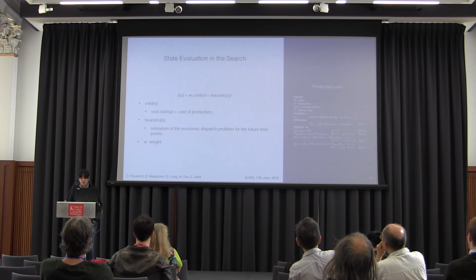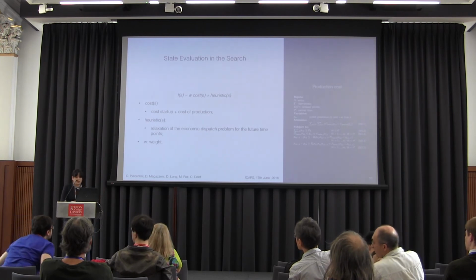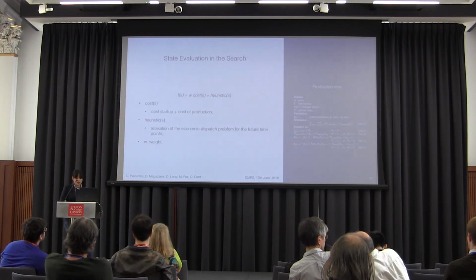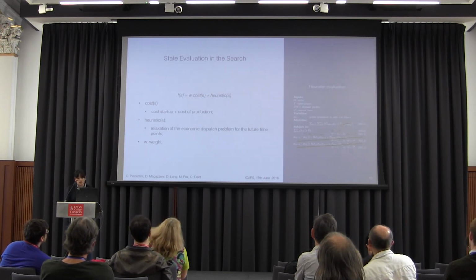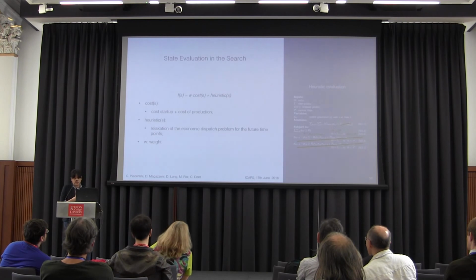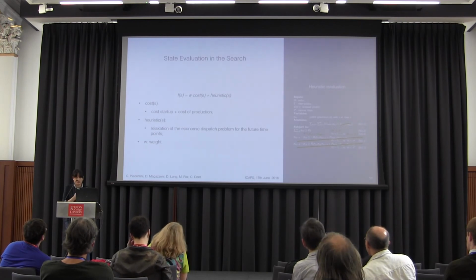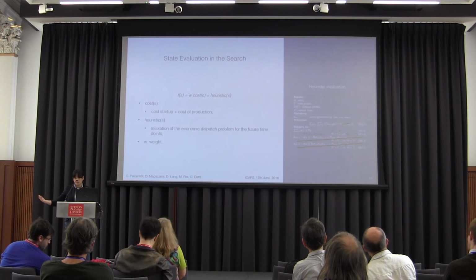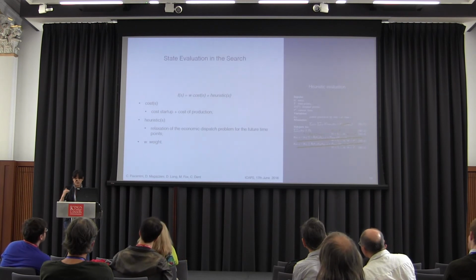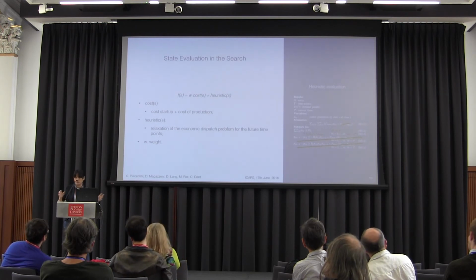And basically what we do to obtain the heuristic function is to relax some of these constraints. So we don't have the ramp constraint anymore, and we assume that all the units can generate from 0 to the maximum level without any temporal constraints.